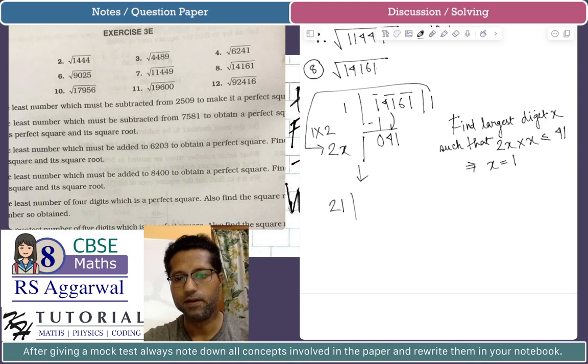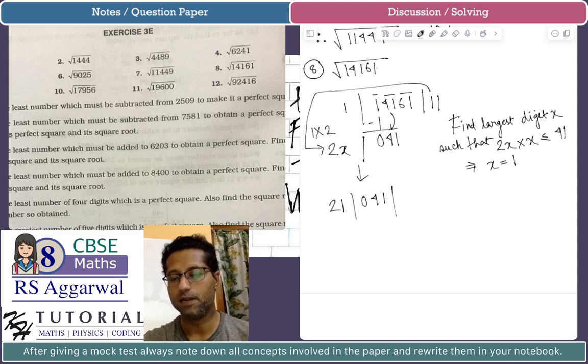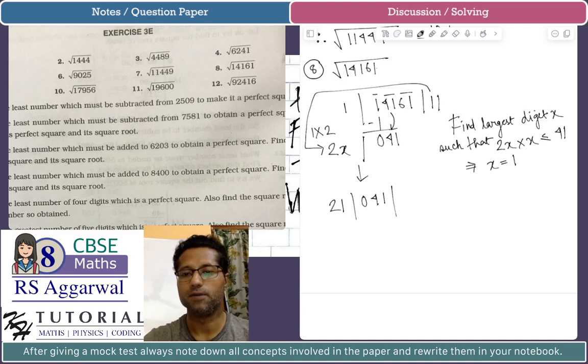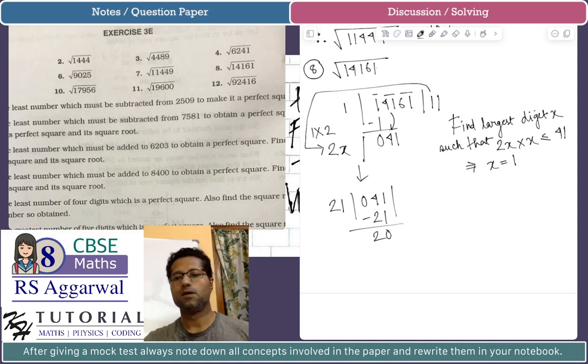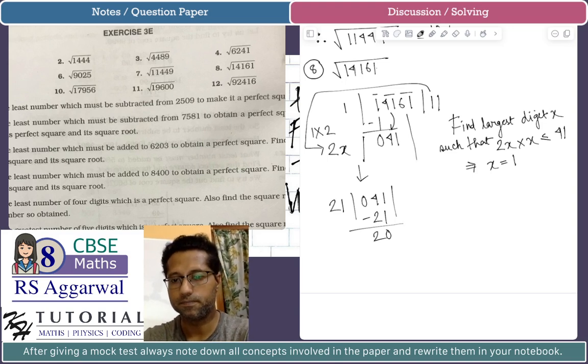The dividend was 041, or you can also write 41. The x, which is 1, will also be appended to the current quotient. The current quotient was 1, and after appending 1, it is 11. When 21 is multiplied by 1, that number is 21. We subtract it from the current dividend, so the remainder is 20. Now we have to bring down the next period, that is 61.